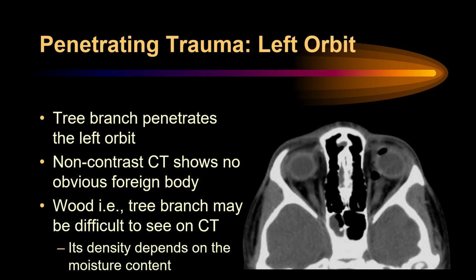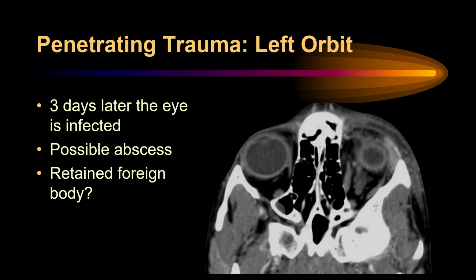Last case, penetrating trauma to the left orbit. You can see that on the CT. This is a tree branch to the eye. Clinicians really wanted to know if there was a retained foreign body, for pretty obvious reasons. We looked as hard as we could with CT, couldn't find it, but we know that wood can be difficult to see. Three days later, the eye is obviously infected. You can see there's a small abscess developing. And the clinicians are really on our case. They're going, you've CT'd twice, you can't find it. We know there's got to be something going on there because we have loaded this patient with antibiotics.